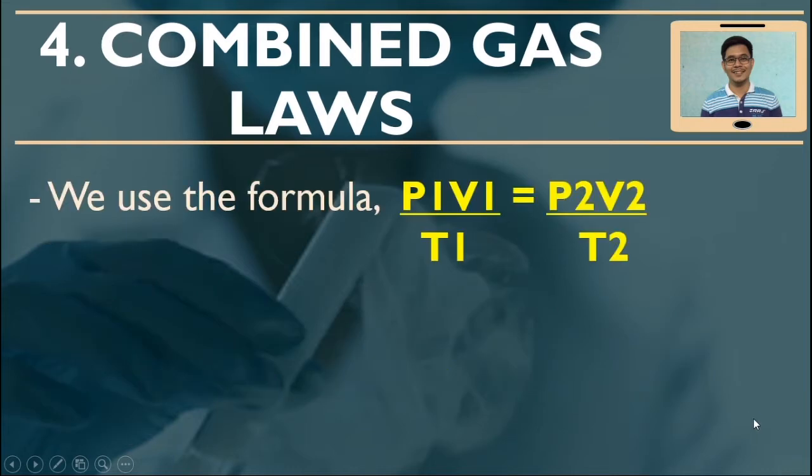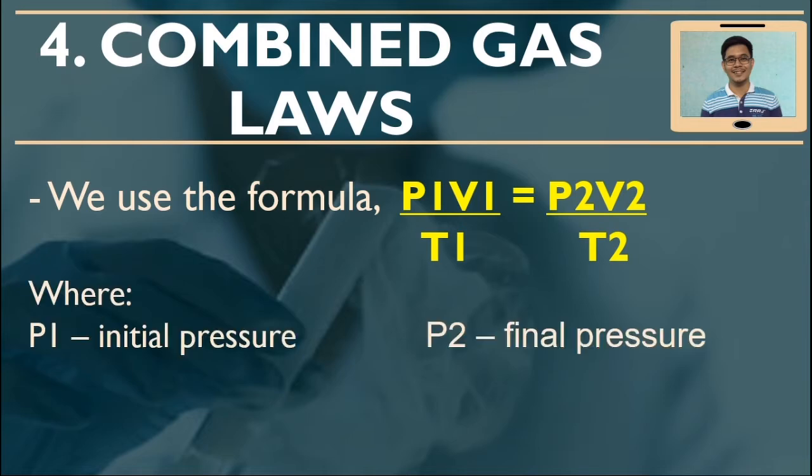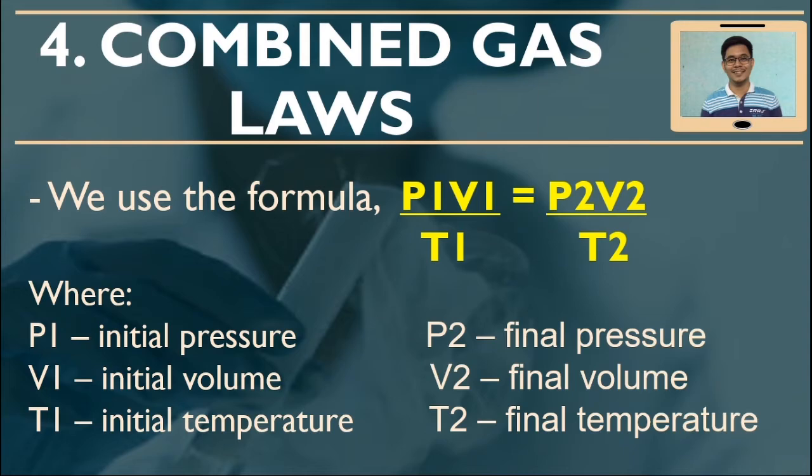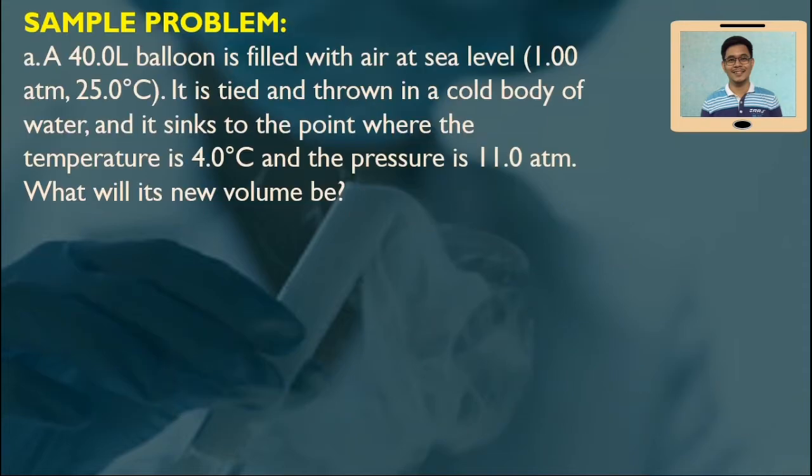And so we use the formula for the combined gas law, which is P1V1 over T1 is equal to P2V2 over T2, wherein P1 is the initial pressure, P2 is the final pressure, V1 is the initial volume, V2 is the final volume, T1 is the initial temperature, and T2 is the final temperature. And in order for us to be familiarized with this formula, let us have a word problem. Sample problem letter A.